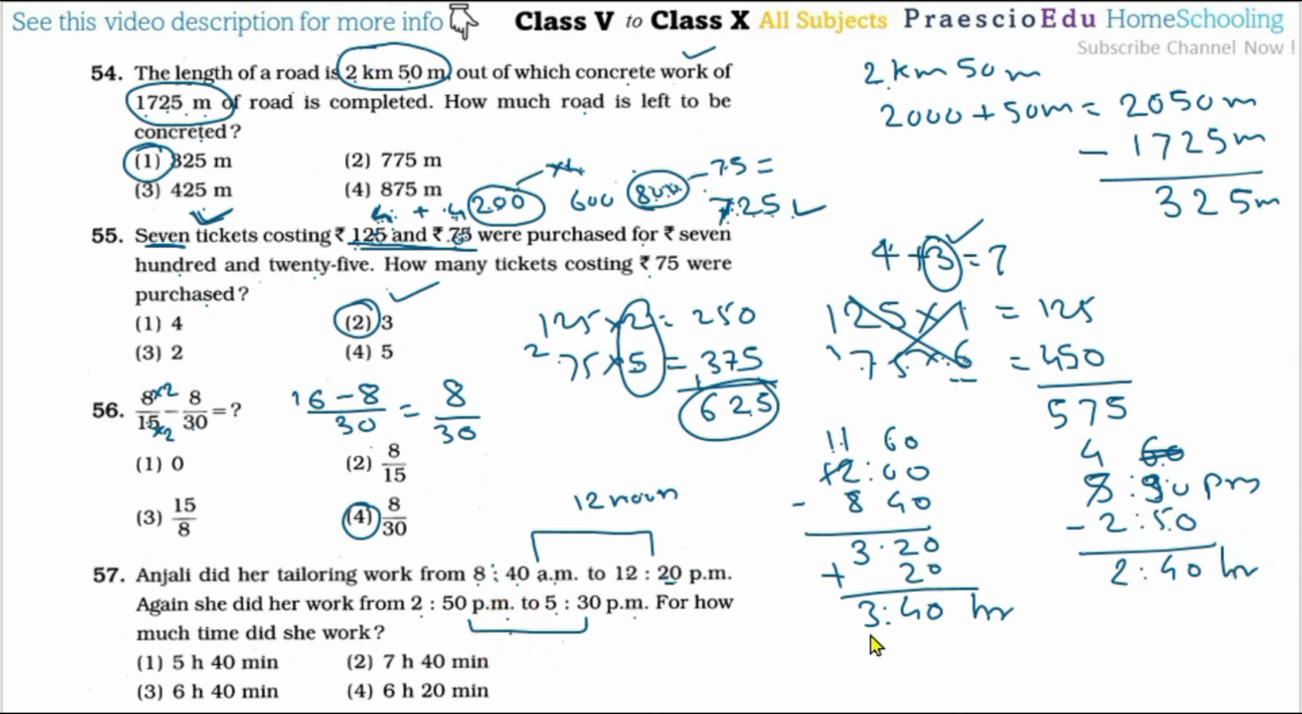Now we will add 2 hours and 40 minutes with 3 hours and 40 minutes. So 40 plus 40 is 80 minutes, and here 5 hours. But 80 minutes cannot be. So from this 80 we will deduct 60, that leaves 20, and we add this 60 as 1 hour. So 5 plus 1 hour is 6 hours, and 20 minutes. So 6 hours 20 minutes is given in option number 4.